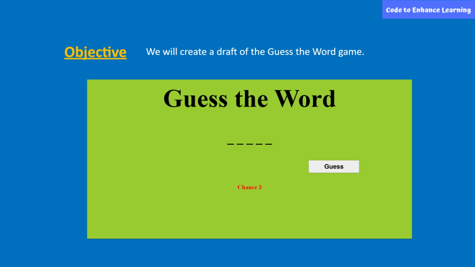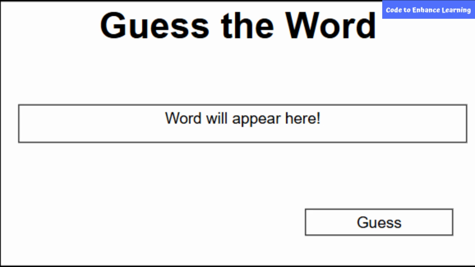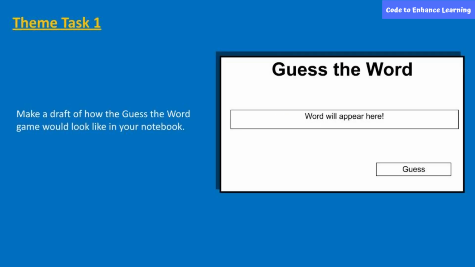I will show you how the draft of my game looks. There is a title at the top. The words will appear here, and this button will help you to go to the next one. So, this is the draft. Now, I want you to pause the video and make a draft of your own first in your notebook. So, go ahead, pause the video and try it yourself.